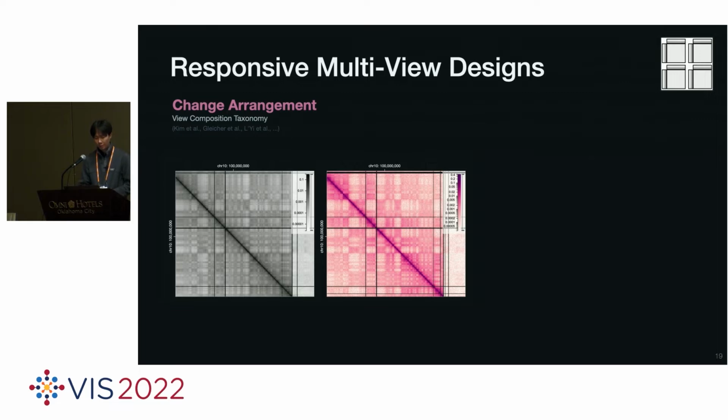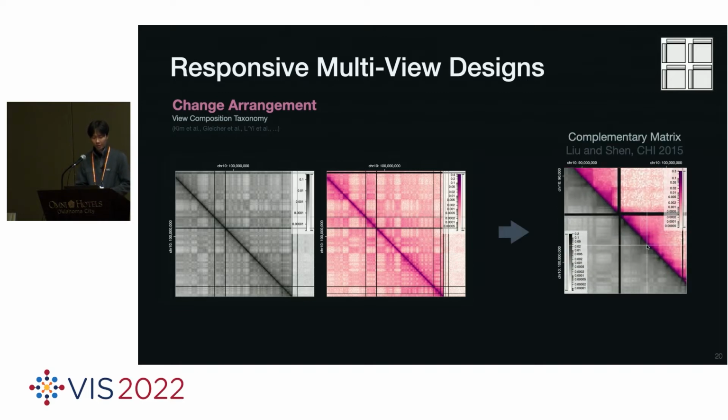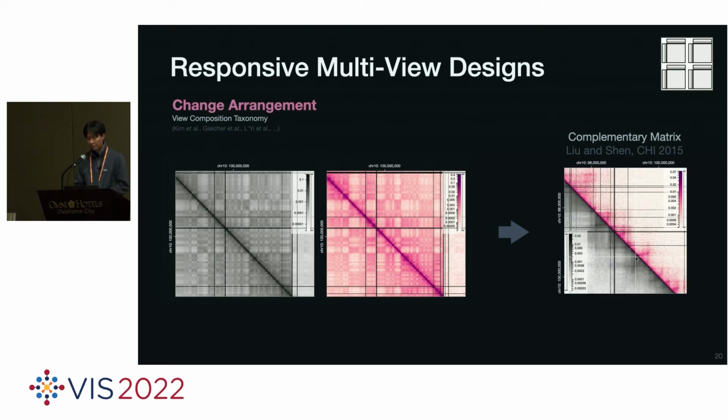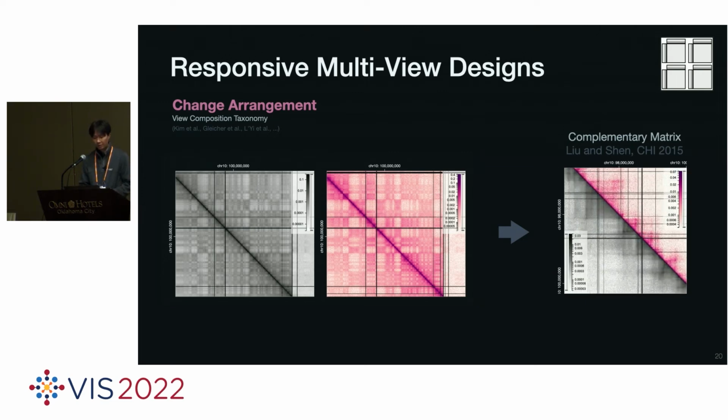Another common issue is when browsing many metrics views at once in smaller screens. To overcome the screen scalability issue, these matrices can be changed to a novel design called complementary matrix, which is known to be as effective as using the full square for individual matrices while reducing the use of screen spaces.